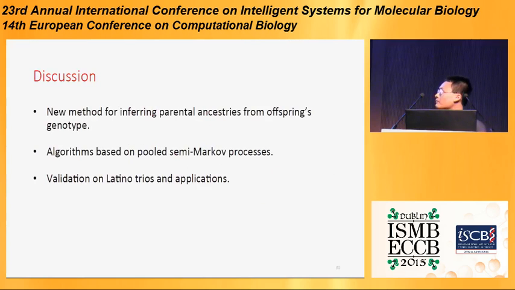Okay, just to wrap up, here we've described a new method, ancestor, that infers the parents' genomic ancestries from the offspring's genotype. The algorithm we introduced is based on this model of a pooled semi-Markov process, which has a lot of interesting properties. We validated the method on Latino trios and also discussed some interesting applications. So thank you.